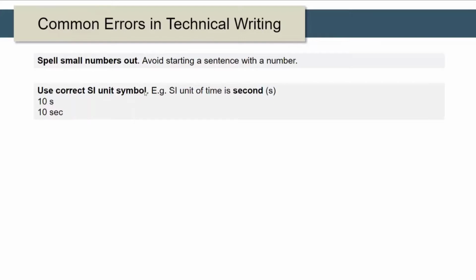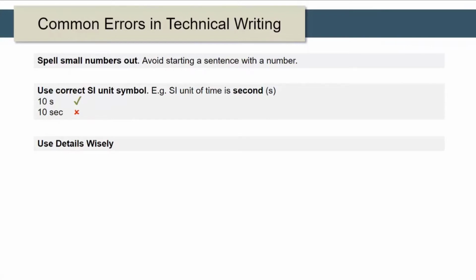Use the correct SI unit. We study this in college, school, and then we forget that the SI unit of time is seconds, but the symbol is s, not sec. So it is 10 s, not 10 sec. Whatever details you have, you use them wisely. Do not over-explain, but do not skip important information like what is the unit.